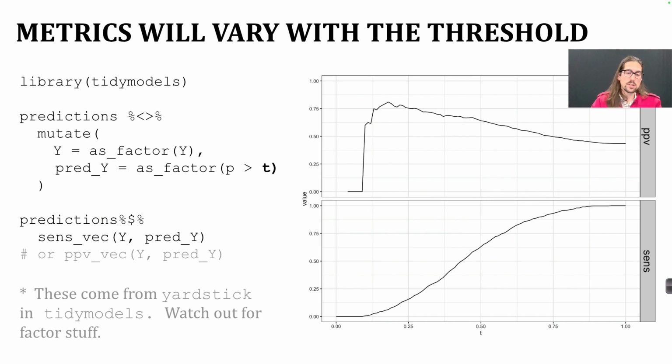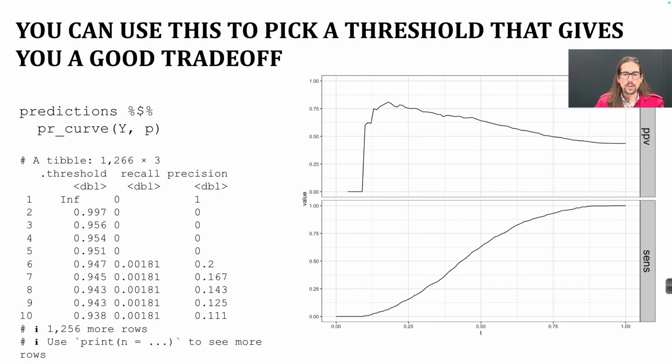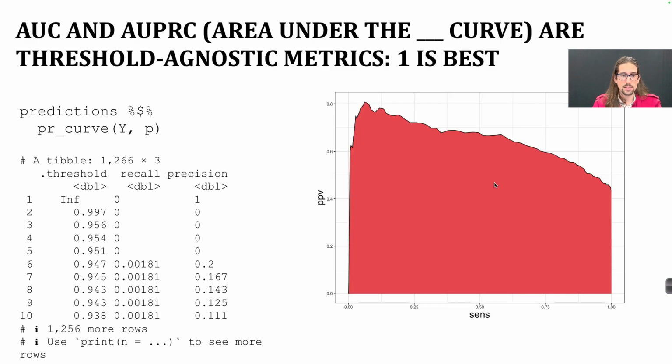So my point is just that these metrics vary with the threshold. The details are not super important. You can review that later, but you can use this to pick a threshold that gives you a good trade-off. If you're thinking about what metric should I use, you can always plot these two things and then ask what threshold should I use in practice? You can look at, okay, if I choose this threshold, I'm going to get this sensitivity and this positive predictive value. And based on your own judgment of what the trade-off is between a false positive result and a false negative result, you can pick a threshold that is going to be useful in practice.